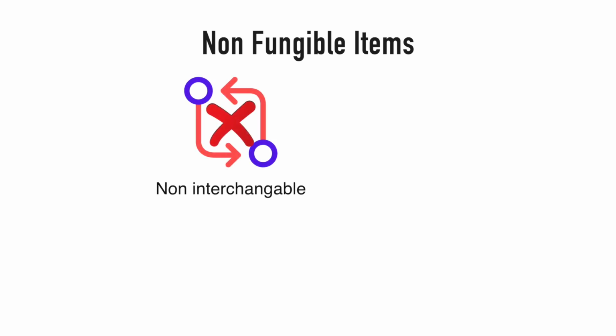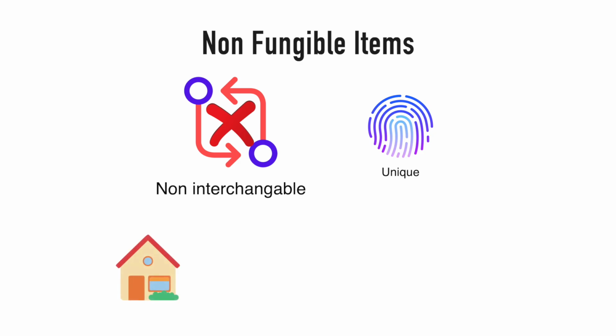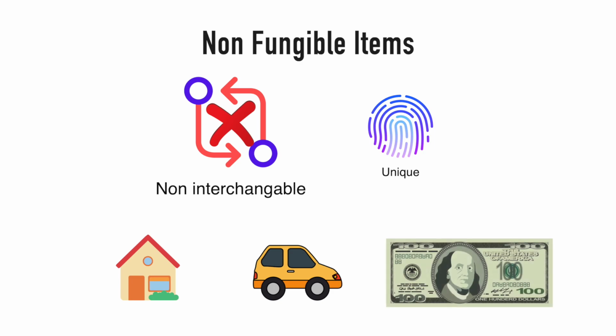Non-fungible items, on the other hand, are not interchangeable. Each item is unique and valued differently. The world is full of non-fungible items, and in fact, fungible items are the odd ones. Examples of non-fungible items include a house, car, or sometimes even a specific dollar bill if you have some sentimental value and you don't want to exchange it for a different bill.